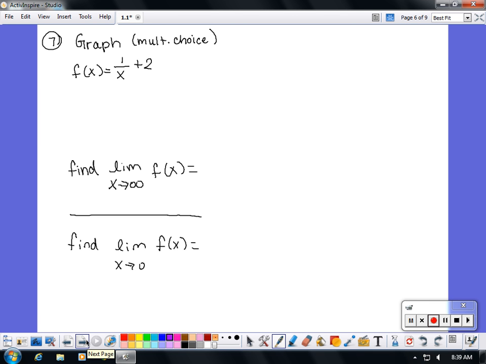Graph. We're going to do a multiple choice graph. So let's do a t-chart again. Let's plug in negative 1 and let's plug in 1 and start to see what happens. If you plug in negative 1, you get negative 1 plus 2, which is 1. And if you plug in 1, you get 1 plus 2, which is 3. Negative 1, 1, and 1, 3.